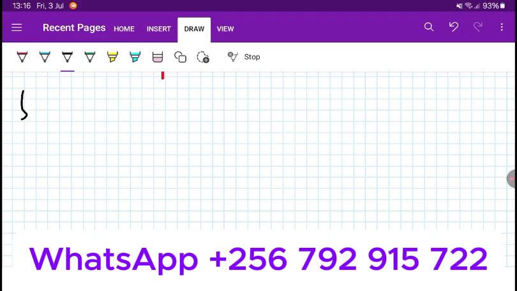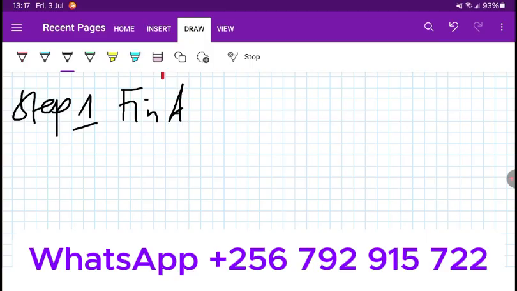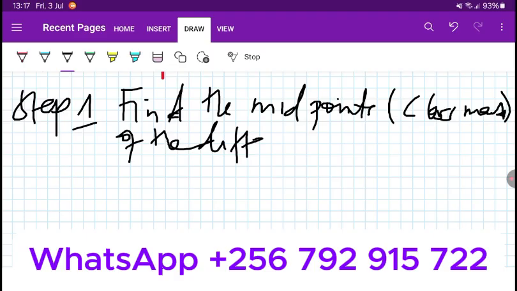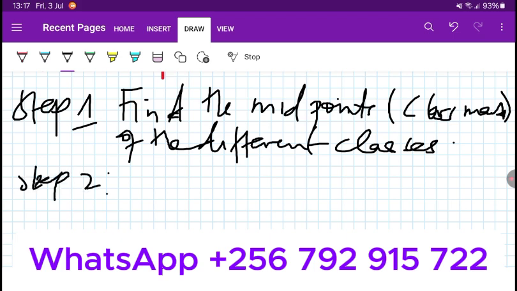Of course, the first step, our step 1, is for us to find the midpoints, or the class mark. The class mark of the different classes. Midpoints of the different classes.